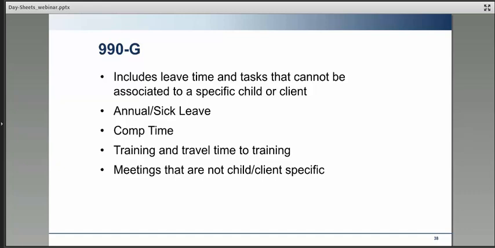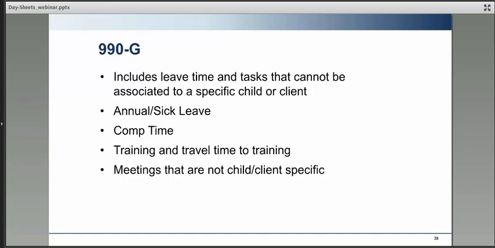However, things that do are things like your annual and sick leave, comp time, training and travel time to training. If you're attending a training that is not child-specific, or a meeting that is not child-specific, an example today, the time you've spent listening to this web training, that's all going to be 990G time. So we would not be utilizing that with client-specific meetings, but your staff meetings, agency meetings, other community meetings that you might attend would be 990G.